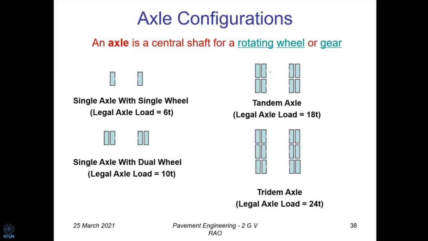We'll see that also. If it's a tandem axle, that means 2 axles put together, the legal axle load is going to be 18 tons. And then for a tridem axle, that means 3 axles put together, it's going to be 24 tons. That's the legal axle load. So the normal one is going to be around 10 tons. A tandem axle is a single axle with dual wheels, and if there are going to be 8 wheels, it's a tandem axle, 18 tons. If it is going to be 6 and 6, 12 wheels, it's going to be a tridem axle.